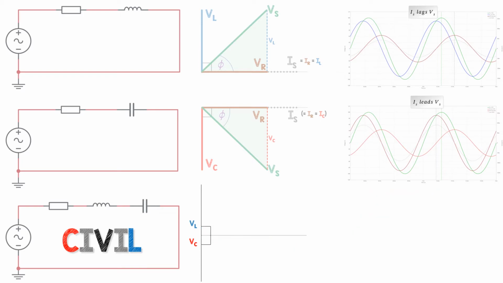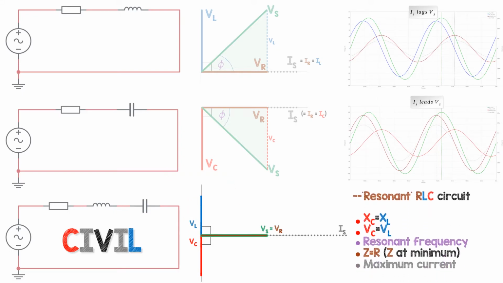At series resonance, the impedance of the circuit, which impedes current, is at its minimum, so we have our maximum current, but VL equals VC and VS equals VR. And the current is in phase with the voltage at resonance.